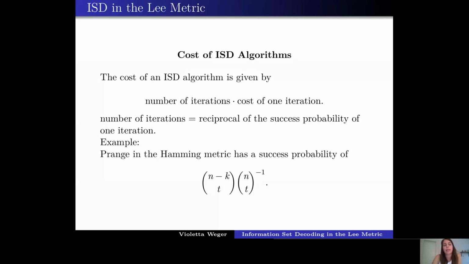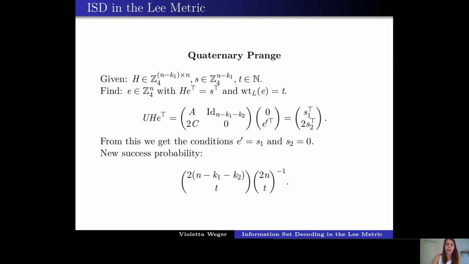And this is completely given by the weight distribution you have assumed on your error vector. For example, in Prange, we assume that outside of the information set, so in n minus k positions, you have weight t. And so that's your success probability. Now, to translate ISD algorithms from the Hamming metric to the Lee metric is not the difficult part. You just have a systematic form that looks a little different, but you can still assume a weight distribution like in Prange, that here in the information set there are no errors. You get something you can multiply out, and you get a condition that you can verify.